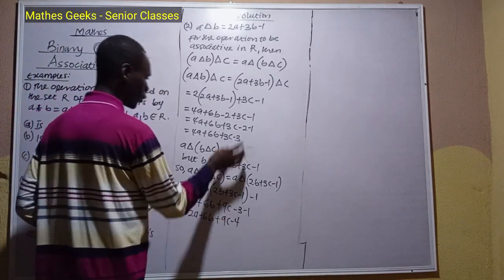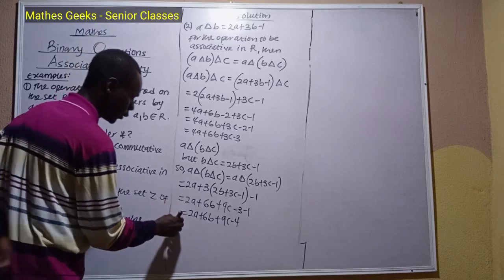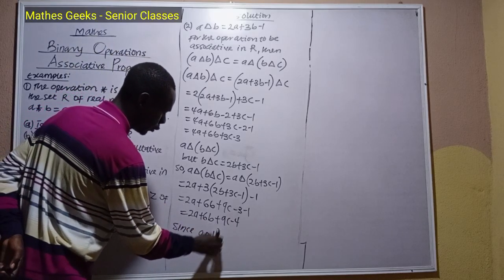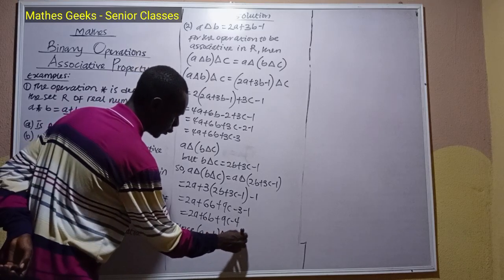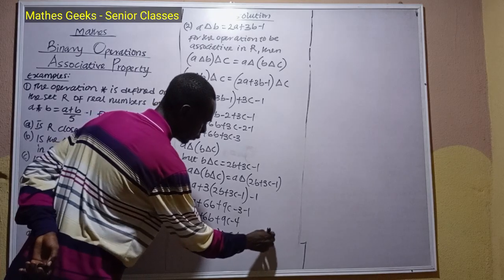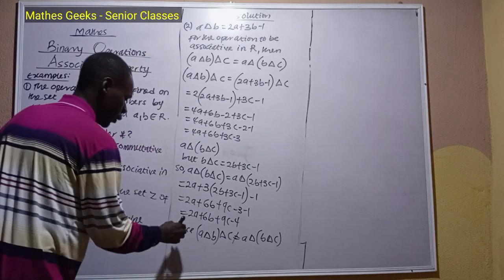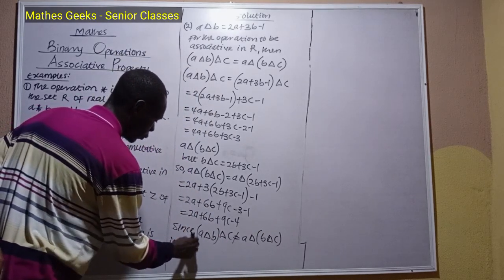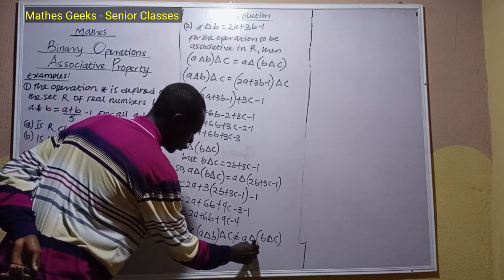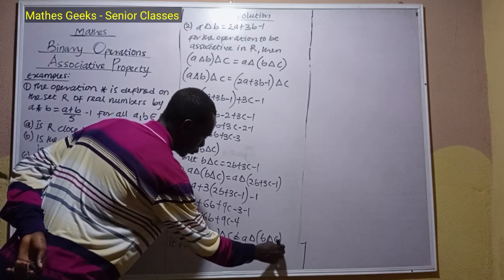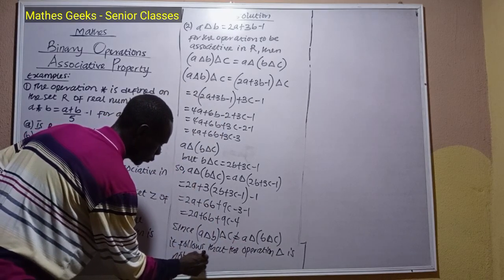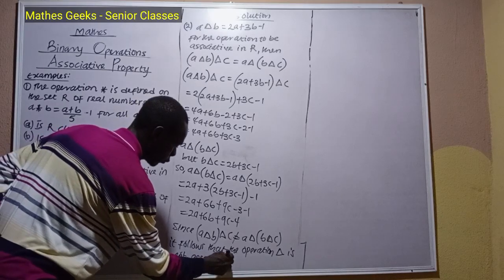What we have here is not equal to what we have here. Since (A operation B) operation C is not equal to A operation (B operation C), it follows that the operation is not associative.